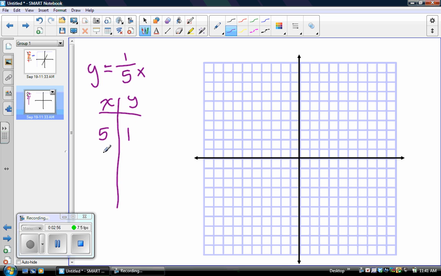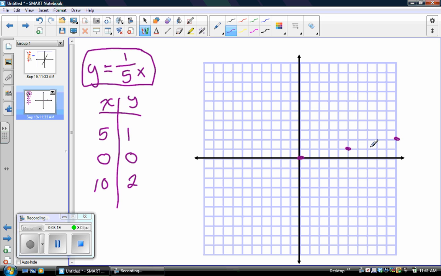How about 1/5 of, I don't know, 0? Still 0. How about 1/5 of 10? 2. Again, we're generating points from this equation. These points all fit and satisfy this equation. That's the intent here. 5, 1, 0, 0, 10, 2.